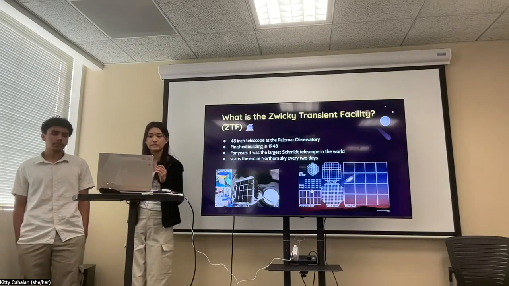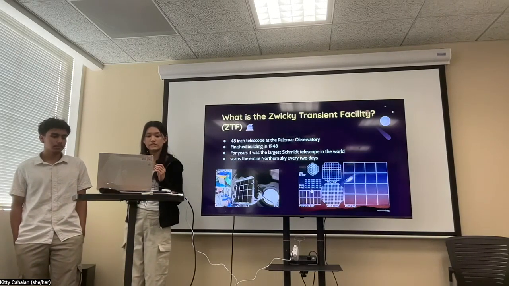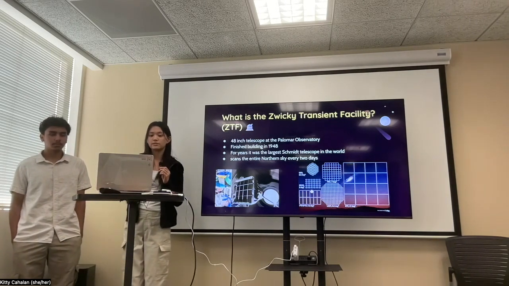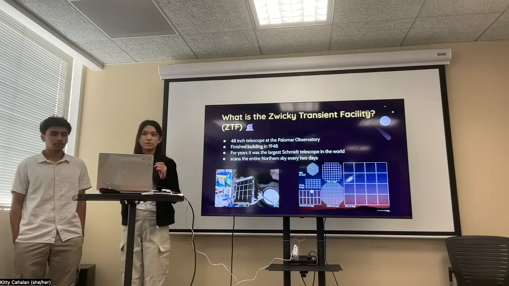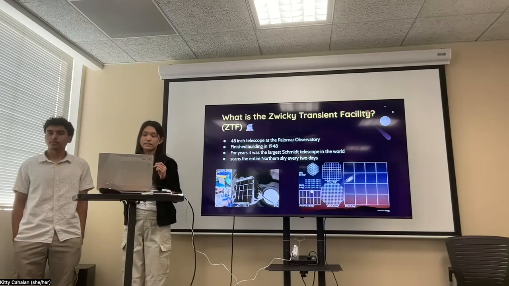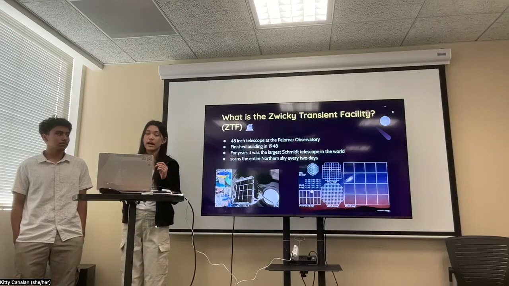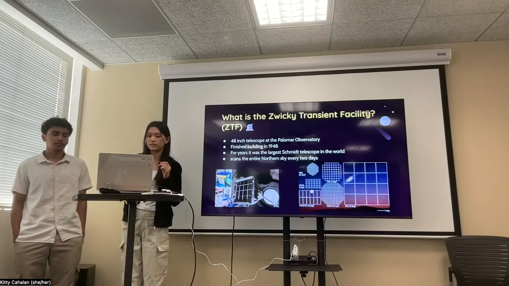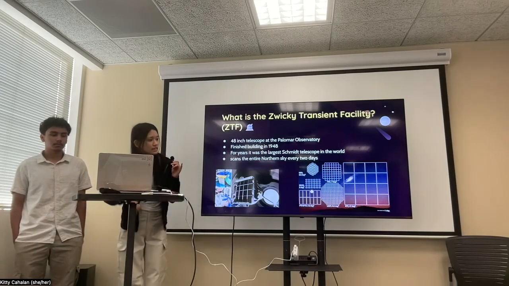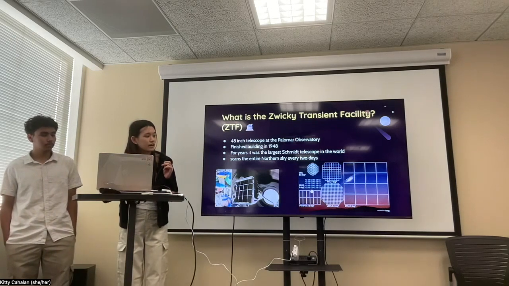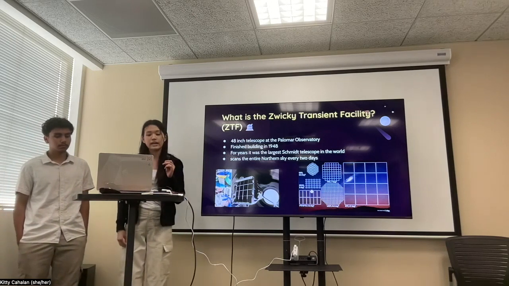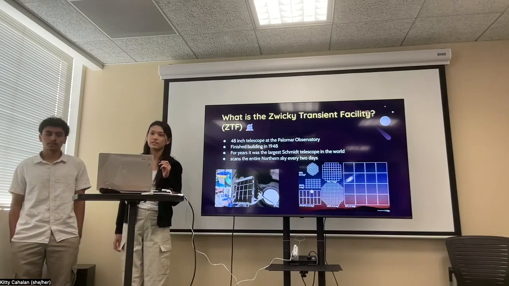We also learned about the Zwicky Transient Facility. It's a 48-inch telescope at Palomar Observatory here in California, and it was built in 1948, and for years it was the largest Schmidt telescope in the world. A Schmidt telescope is a type of telescope that has a mirror at the bottom of the telescope and a lens at the top to improve image quality. And as you can see in this picture, ZTF has a very large field of view compared to other known telescopes, and it can scan the entire northern night sky every few days.